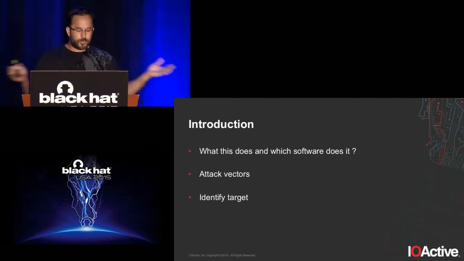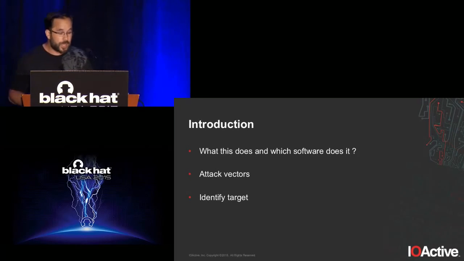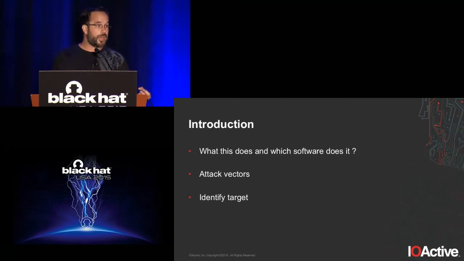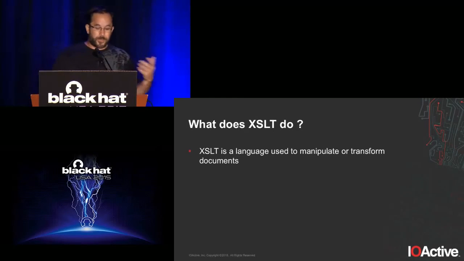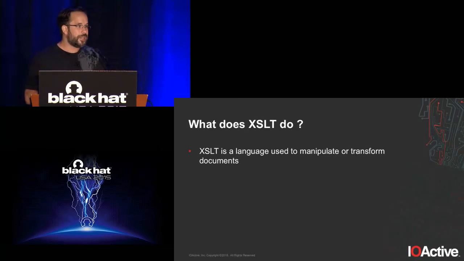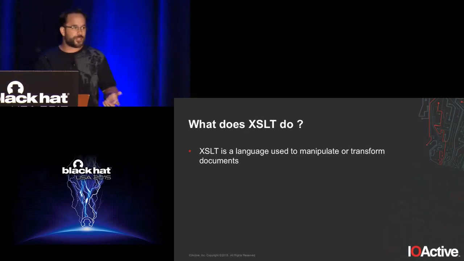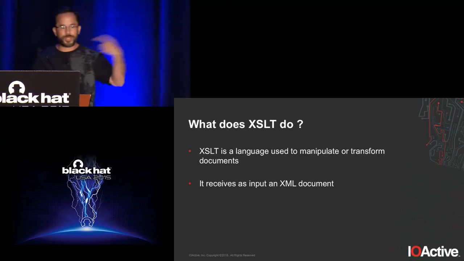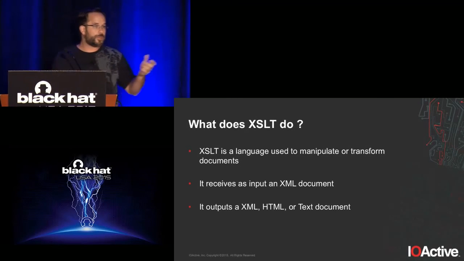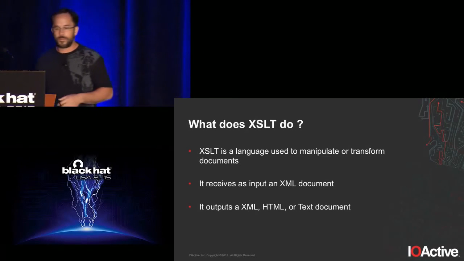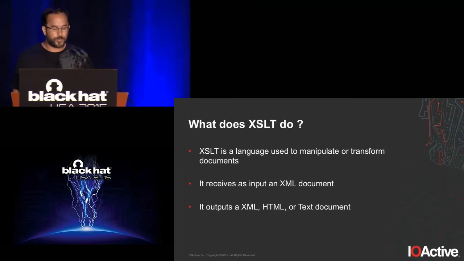So briefly, I will start by saying what XSLT does, how we're going to use it to attack the implementations, and how we could eventually identify who's our target in here. So, as I was saying, XSLT is a language that was created along with XML, and is commonly used to transform XML documents. So it receives as an input an XML document, and it produces as an output a new document, which could be, again, an XML, a text file, or an HTML document.